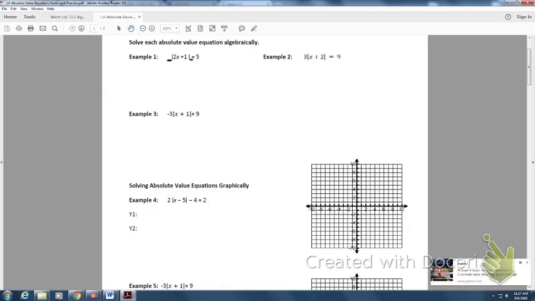So what you're going to do, again, is take whatever is inside the absolute value bars. You're going to make two different problems, essentially. You're going to do 2x plus 1 equals 5. And then you're going to put 2x plus 1 in parentheses with a negative in front and set that equal to 5.